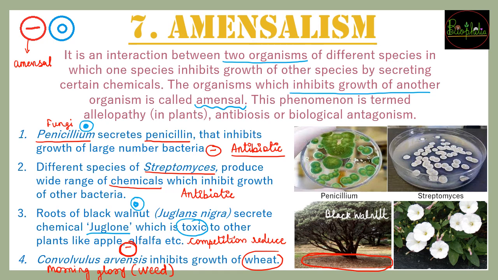So that was about all 7 kinds of interactions between the populations, and that also brings us to the end of this chapter about understanding organisms and populations.